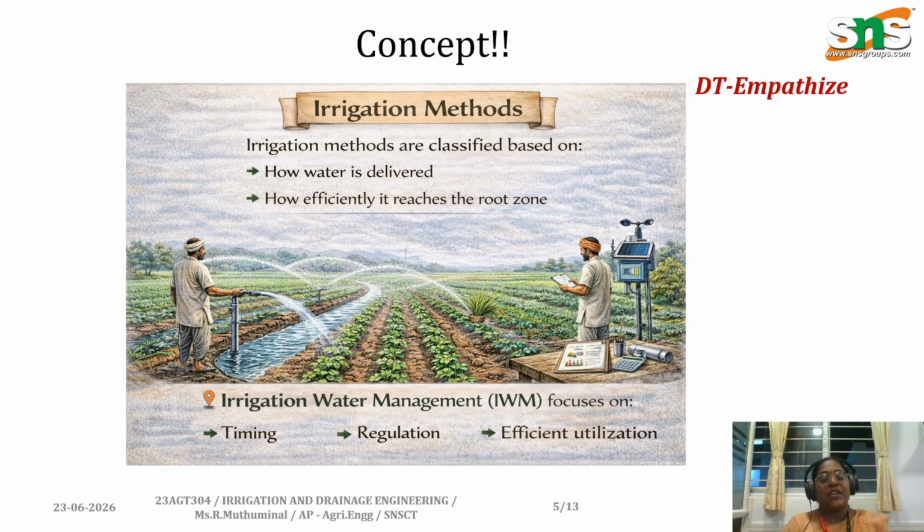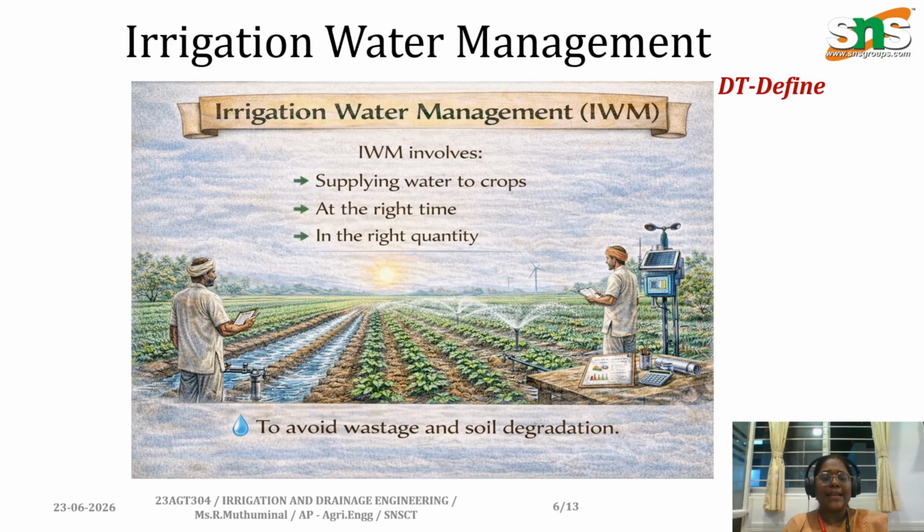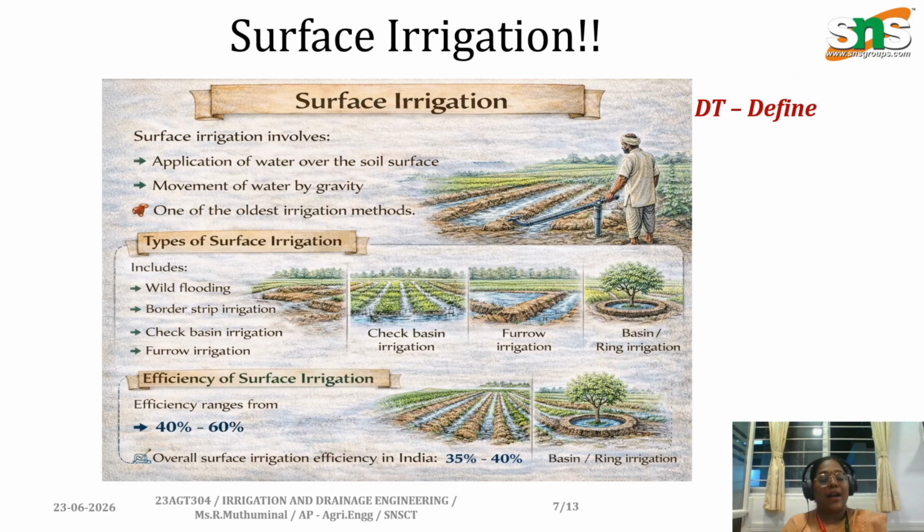In surface irrigation, water flows over the land surface under the influence of gravity. This method is simple and economical and is widely used in agricultural fields. However, the losses due to evaporation, runoff and deep percolation are comparatively high.